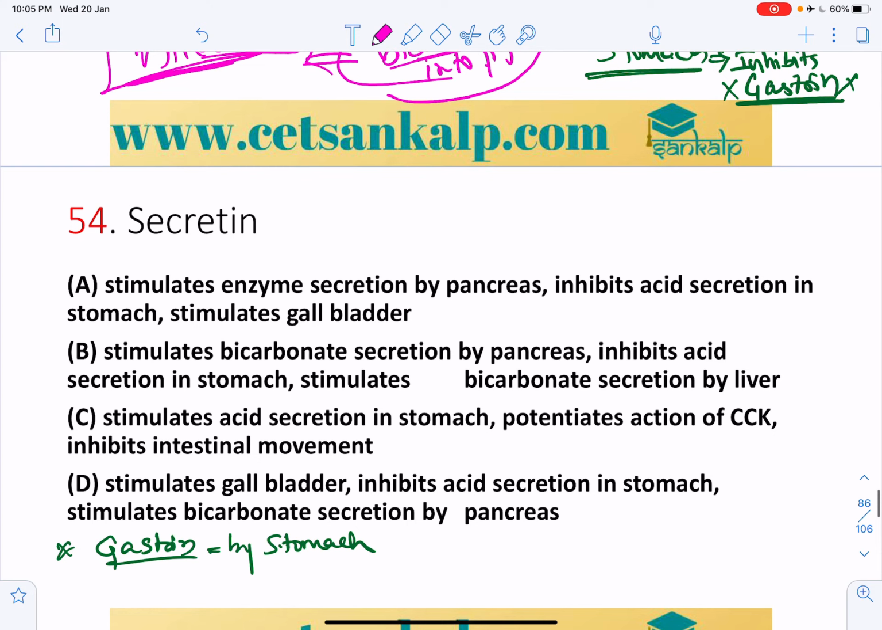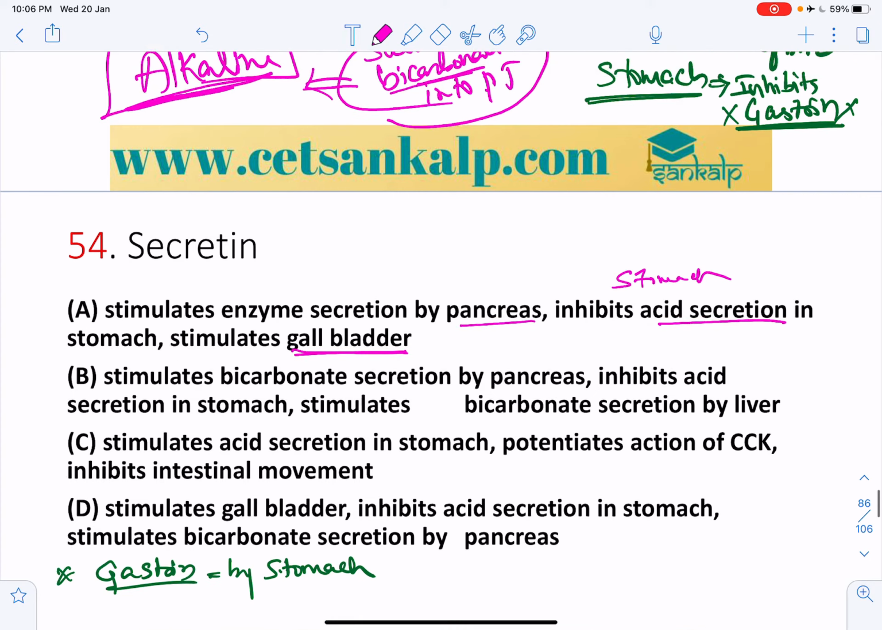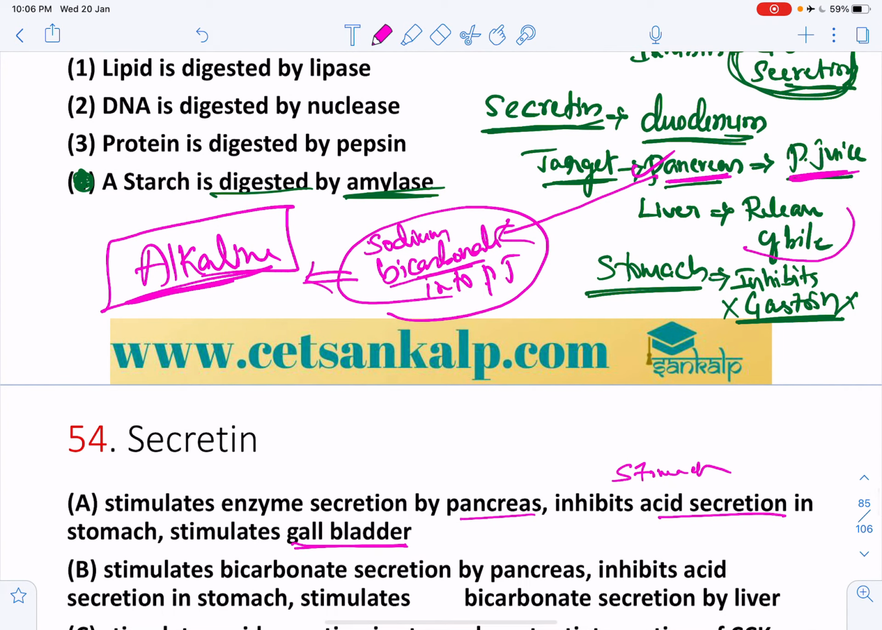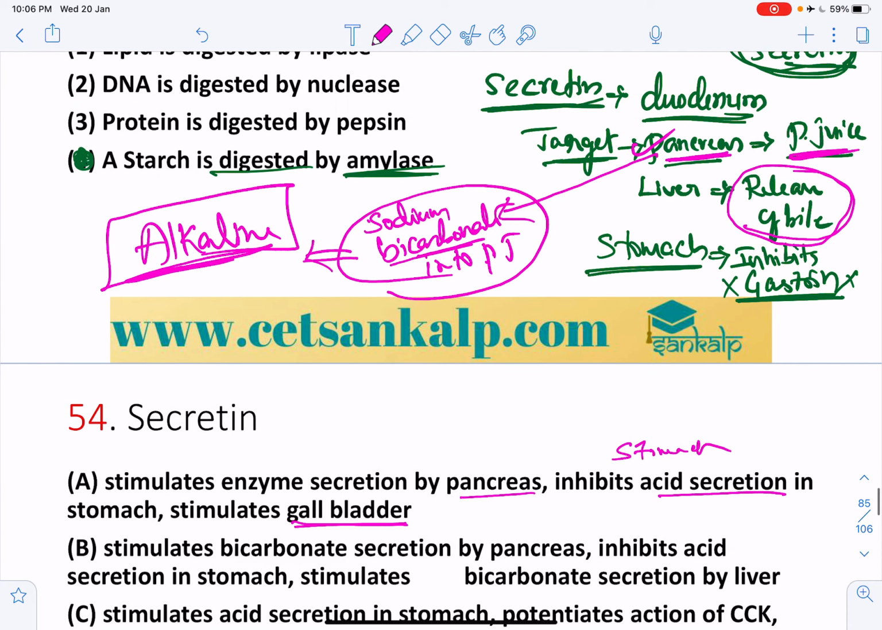What is related to secretin? Secretin stimulates the secretion of the pancreas and inhibits the acidic secretion. Yes, it acts on the stomach also, and stimulates the gallbladder. Whenever we say it helps in the release of bile, it stimulates the contraction, but stimulating the enzyme secretion is by cholecystokinin, not secretin.